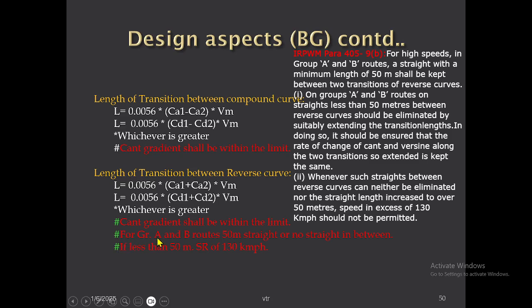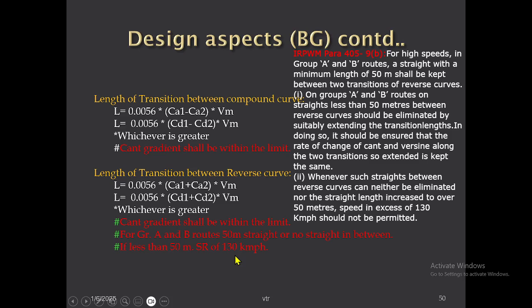Then second one, for group A and B routes, 50 meter straight or no straight in between. Suppose a reverse curve is there, in between one straight is there, straight we put. Actually it should not be any straight, no straight is advisable as per the railway department, or if at all there is a straight it should be more than 50 meter. It should not be in between 0 and 50. It should not be less than 50 meter. You provide no straight, or if at all the straight, it must be more than 50 meters. That's what it says.